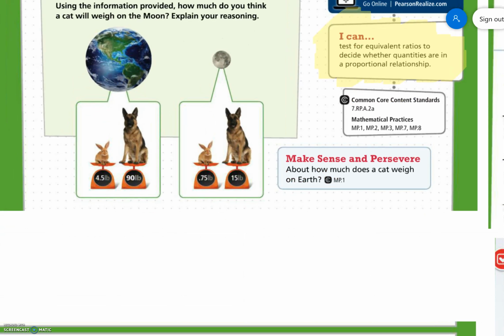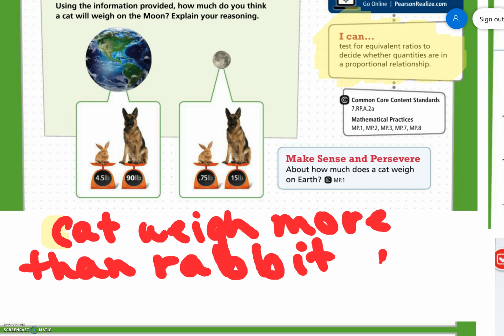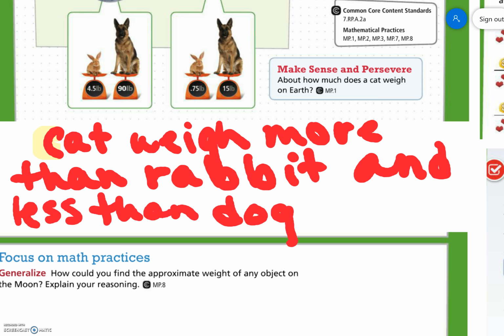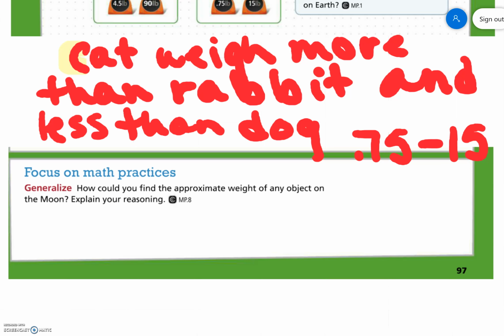Okay, so my thought process is the fact that whether we are on the Earth or the moon, the cat is going to weigh more than the rabbit and less than the dog. So if you said any number between 0.75 and 15 pounds, I would have to agree with you. Focus on math practices.